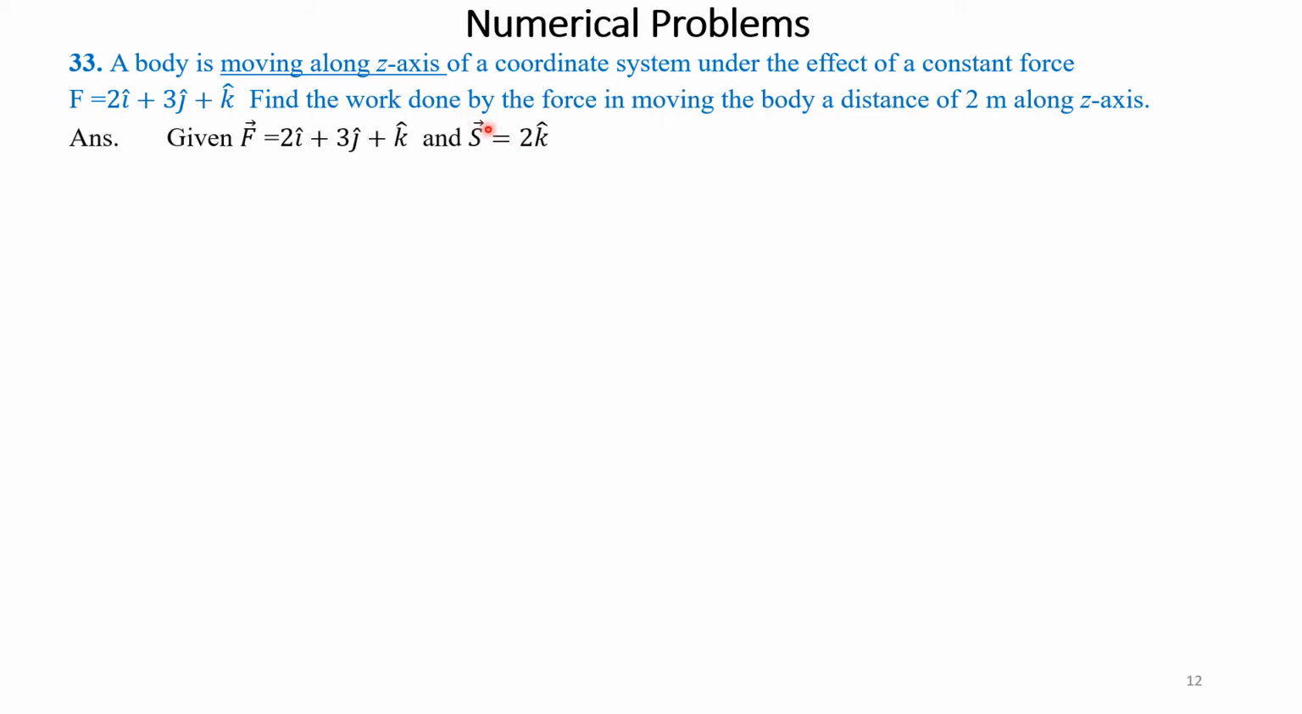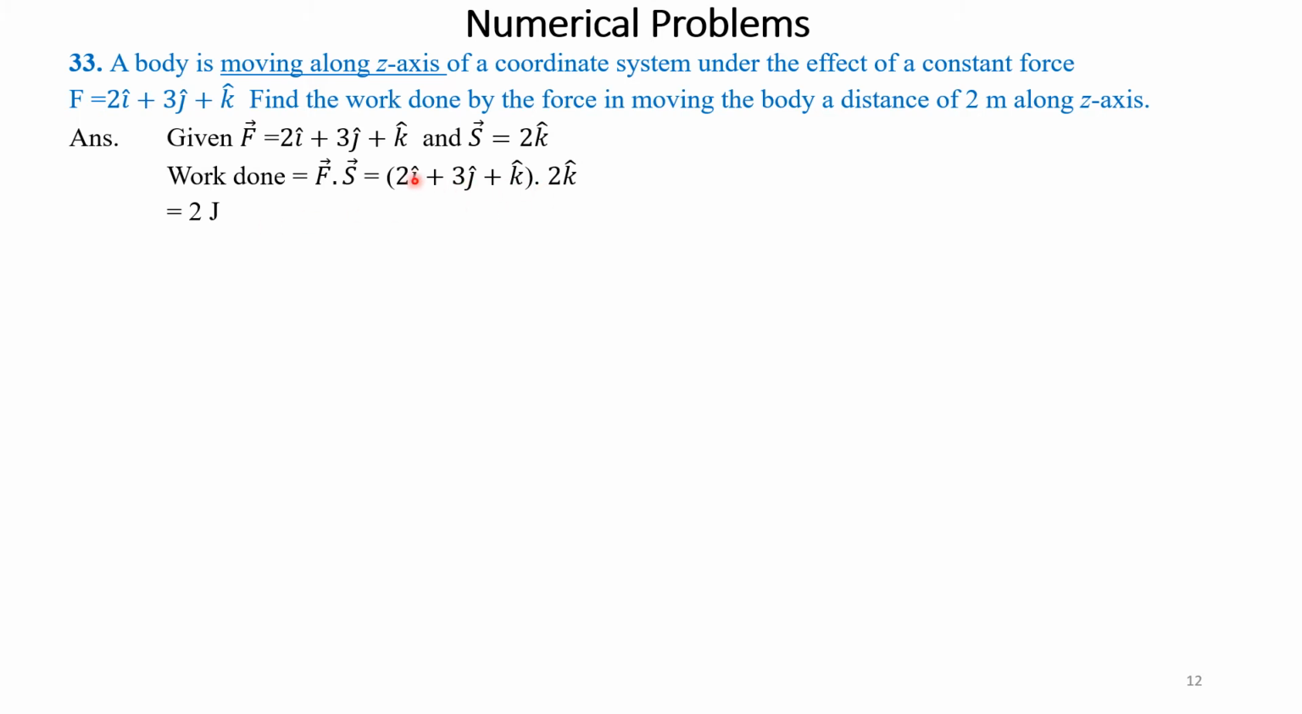Let us answer the question given. Write down the values: F is equal to 2i plus 3j plus k, and S is equal to 2k. That is, the distance is 2k along z axis. Therefore, S is 2k. i, j, k are unit vectors in x, y and z axis respectively. Therefore, work done is given by F dot S. So we have to multiply (2i plus 3j plus k) into 2k. So we get the answer as 2 joules.